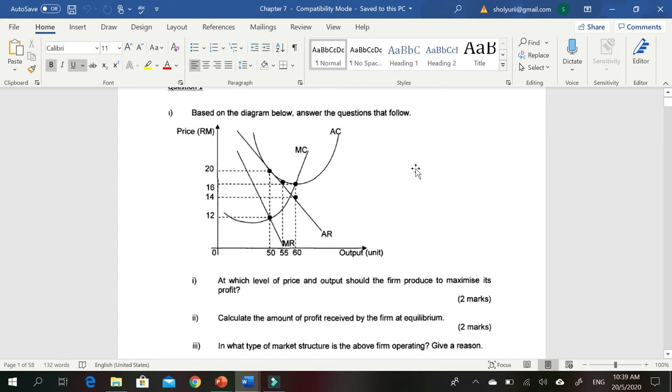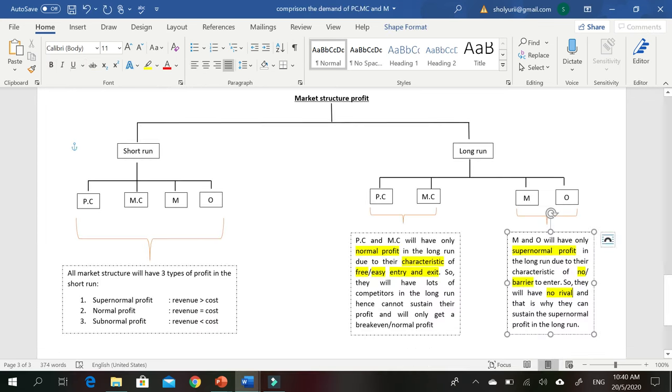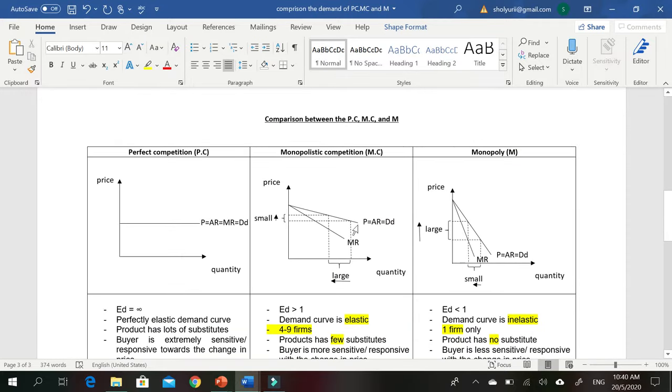Chapter 7. So even though ada banyak benda, banyak curve lagi yang you tak kenal, tapi you dah boleh guess what types of market structure is this. Even though dia tak bersambung, dua AR duduk atas, MR duduk bawah. So market structure apa? Dia tak sekali kan. So it's either monopoly ataupun monopolistik. Right? Ya, ada asing macam tu. It's either monopoly ataupun monopolistik. Sebab kalau perfect competition, MR dengan AR ni sekali.